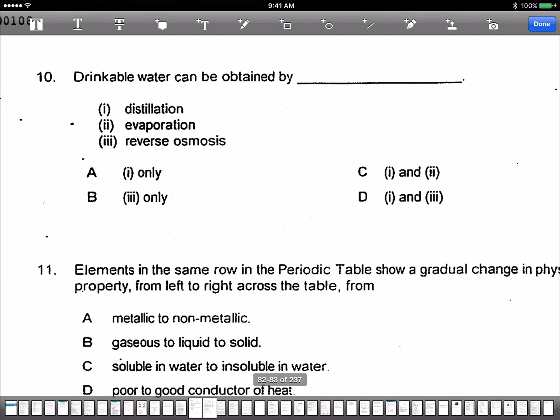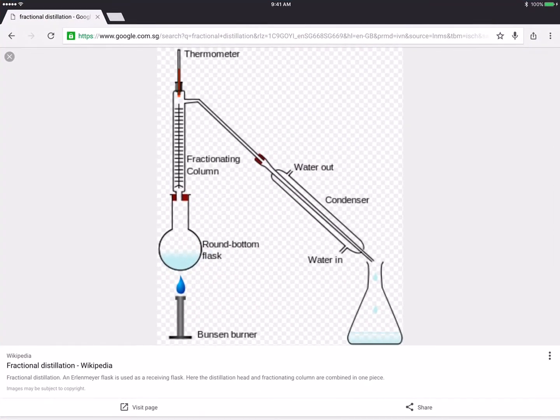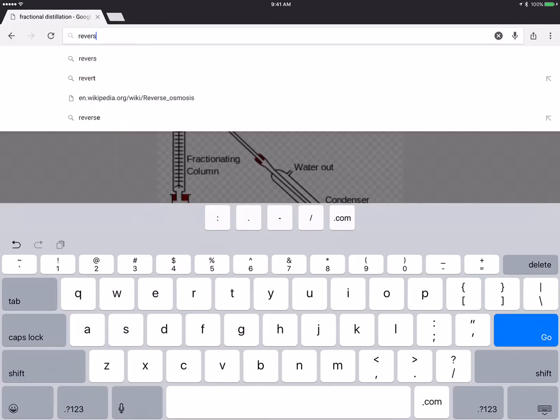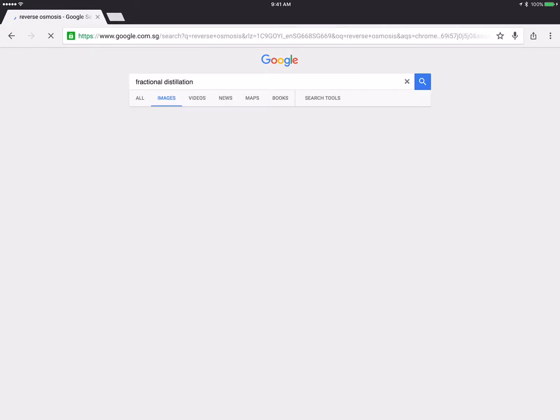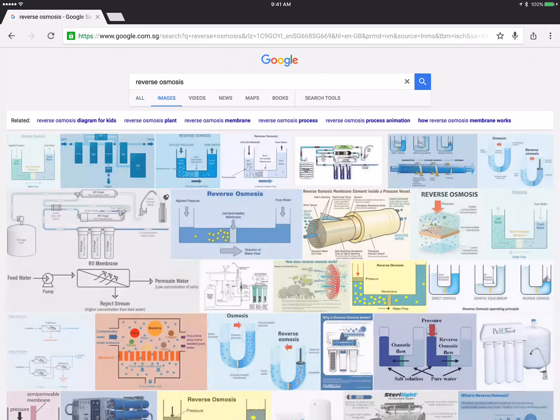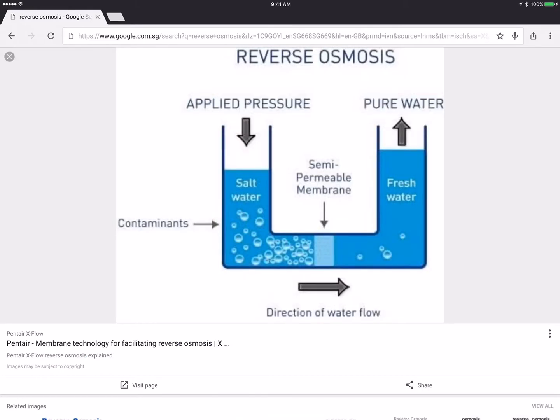What's reverse osmosis? Okay, let's take a look. What is osmosis? Have you learned osmosis? The water molecules, right? So for reverse osmosis, take a look at this diagram. You take salt water and add pressure, then the water is pushed through a membrane. A membrane is like a filter, right? The water is forced through this part. It's like filtration. Okay, so Singapore does this.